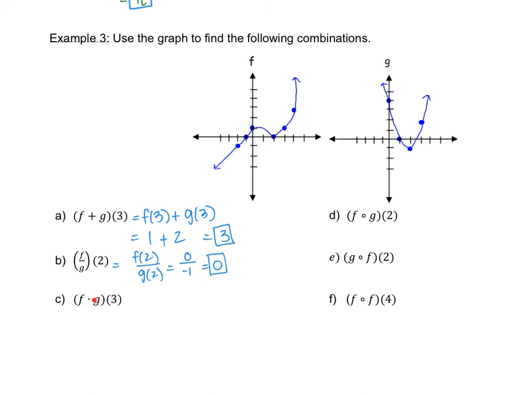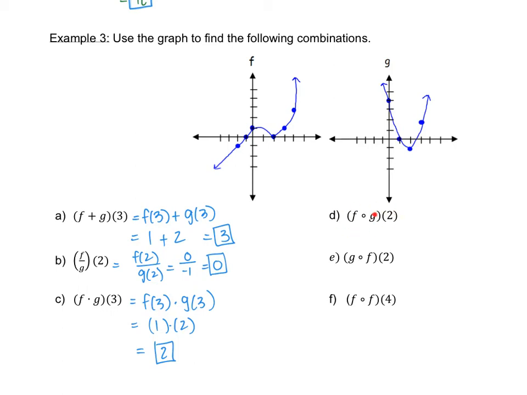This one here is multiplication, so it says f times g, so let's rewrite it as multiplication: f of 3 times g of 3. F of 3 I found earlier, which was 1, and g of 3 I've already found too, as it was 2. So 1 times 2 is 2.